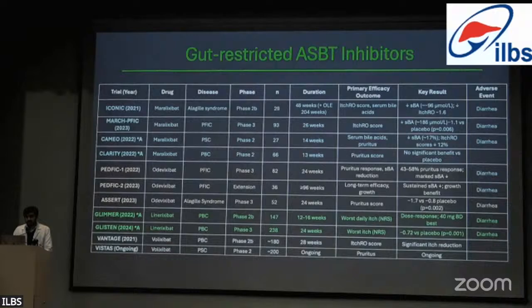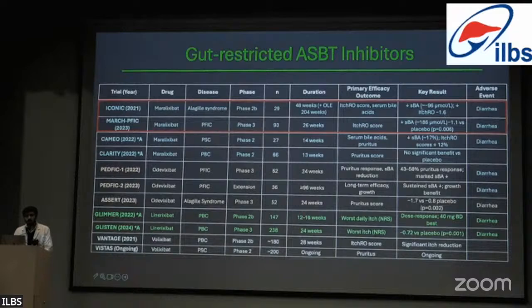Next, we come to the gut-restricted ASBT inhibitors. As we've discussed, ASBT is present in the ileal enterocytes and in the kidney, which helps in reuptake of the bile acid. One of the first studies was the ICONIC trial, in which they used maralixibat for Alagille syndrome. In this phase 2b study, they found that maralixibat improved the itch score by a median of 1.6, and also reduced the serum bile acids by a median of 96 micromole per liter.